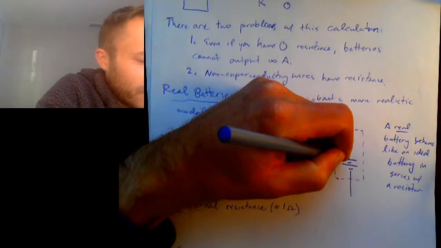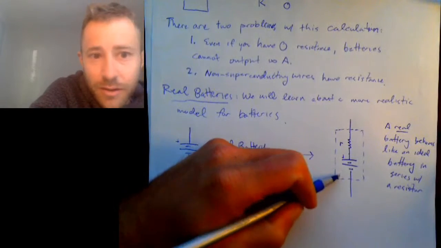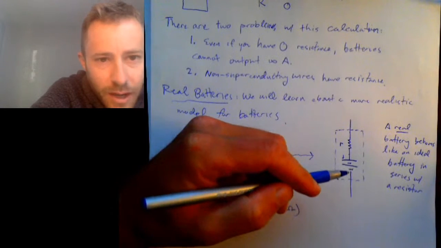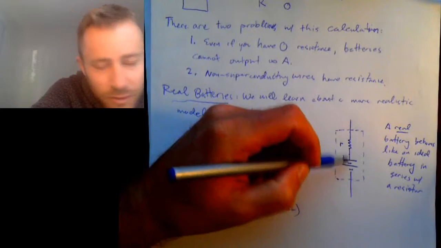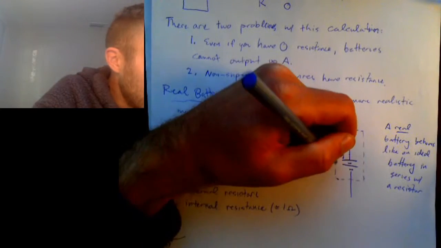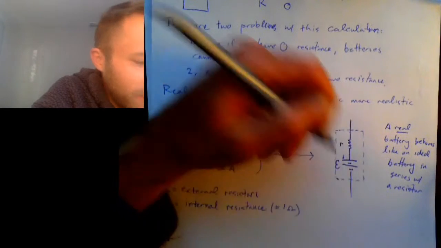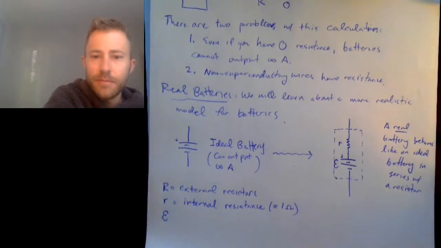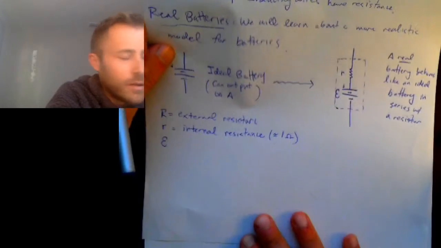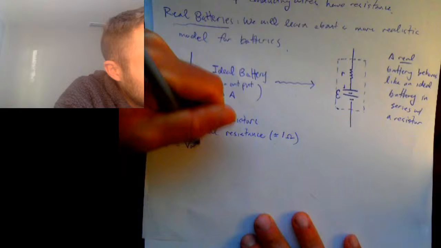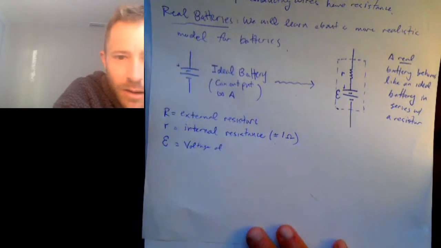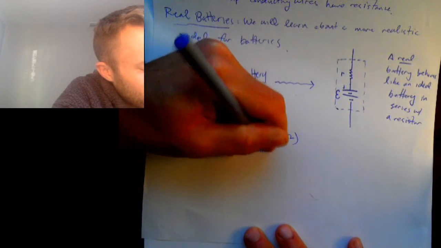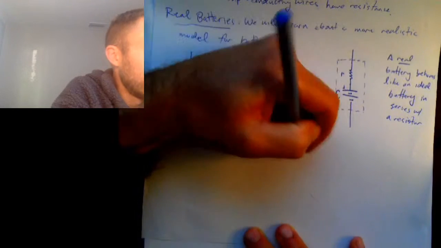And then this battery that is inside the battery, if you will, is an ideal battery. So this one could output infinity amps, but it never will because it's always in series with this resistor. Okay? And so that is typically denoted by curly E. And curly E is the voltage of the ideal battery inside the real battery.